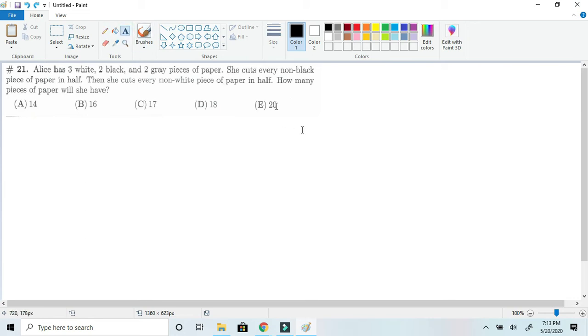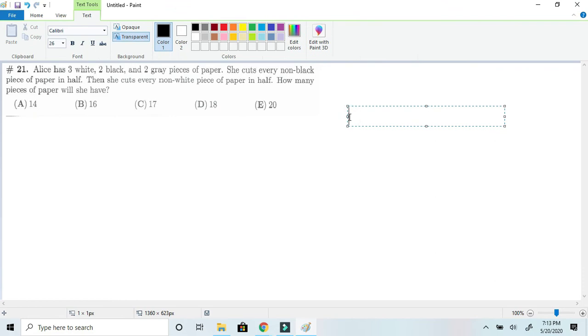Now, to get started on this problem, we first have to reread the problem. Alice has 3 white, 2 black, and 2 gray. She cuts every non-black piece of paper in half. That means she cuts the 3 white and 2 gray in half. And when you cut those in half, you'll get it doubled.